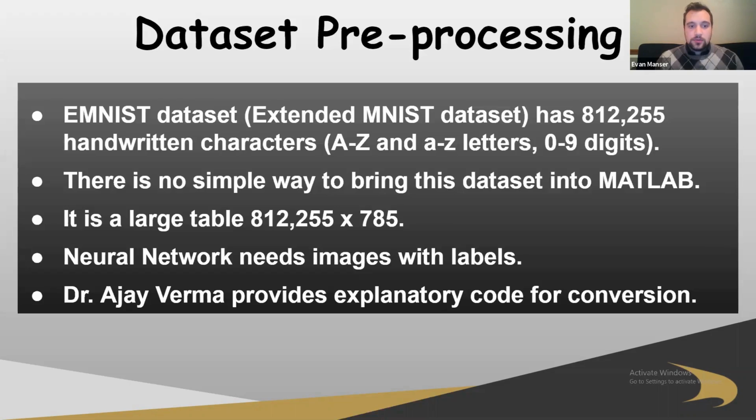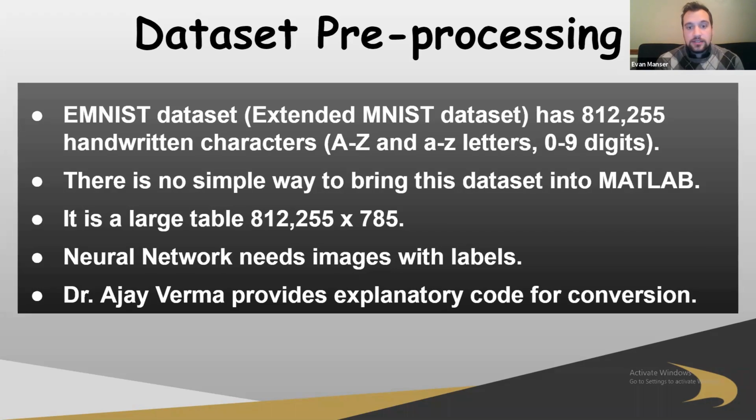Basically, it's one giant table with the number of images as rows, and then each row having 785 columns. The first column represents the label of each image, for letters 1 through 26, which correspond to A through Z. And then the 784 other columns represent what we need as a 28 by 28 image. So we had to write some code to transform that table into a set of images and labels.